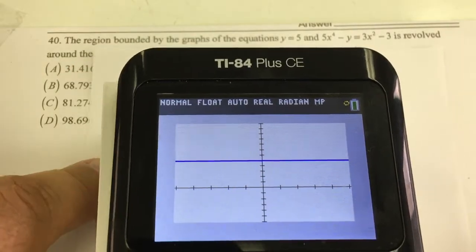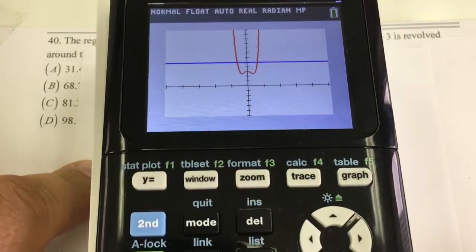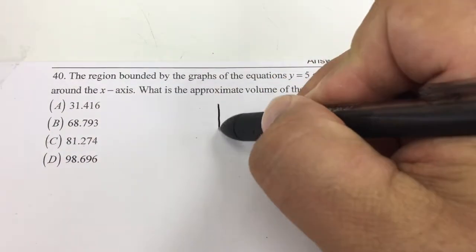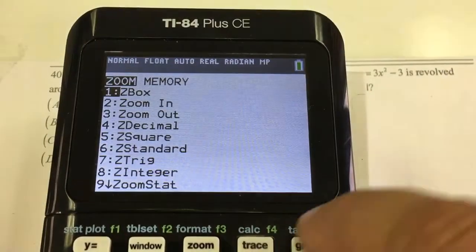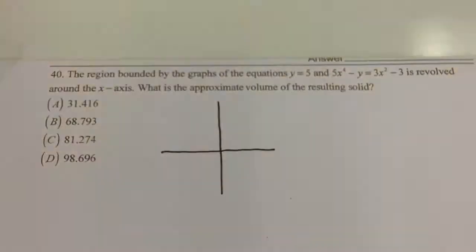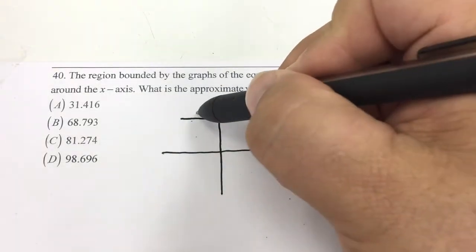And let's see what that looks like. Here's y equals 5. Here comes the x to the 4th. And I want to get a nicer look at that. That's a pretty good graph. But I'm going to do a thing. So the graph of this is pretty symmetric. I have the big W. I have the y equals 5. There's my y equals 5.